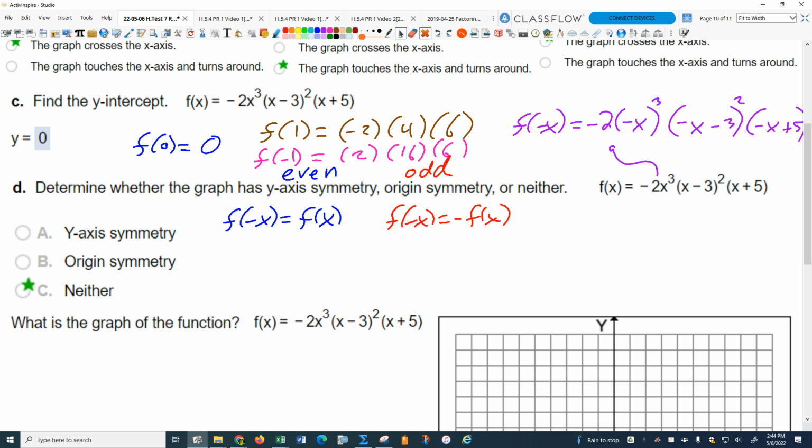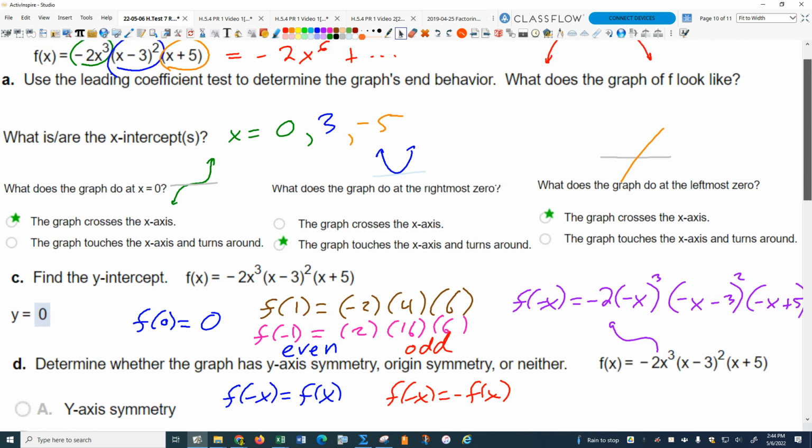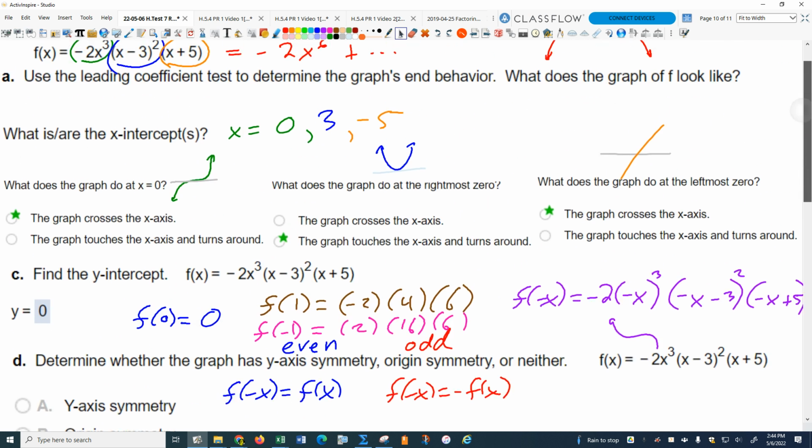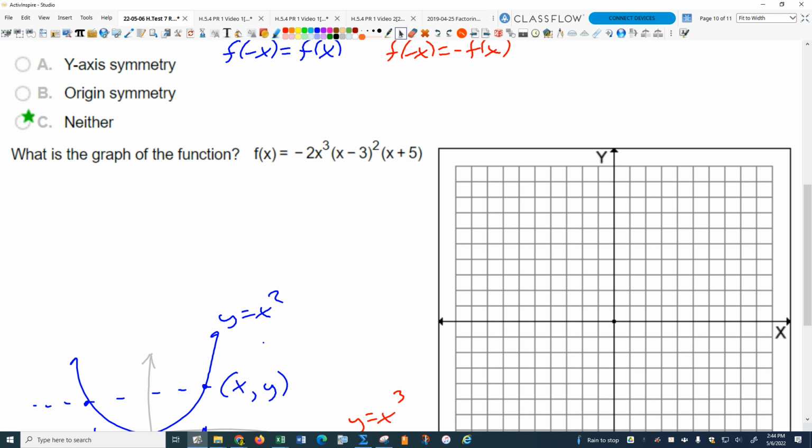So then what would the graph look like finally? Okay, so we know we had x-intercepts, we had a green one at 0. When are we out of here? Oh, okay, we'll do this last part later.